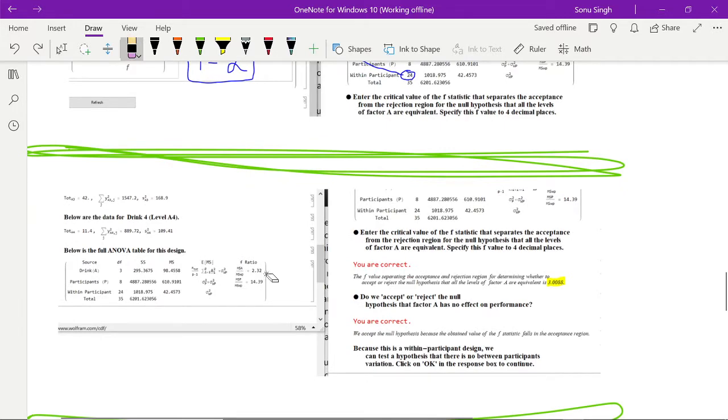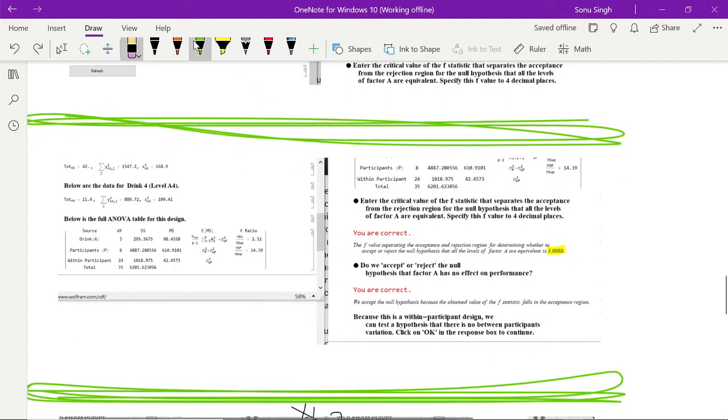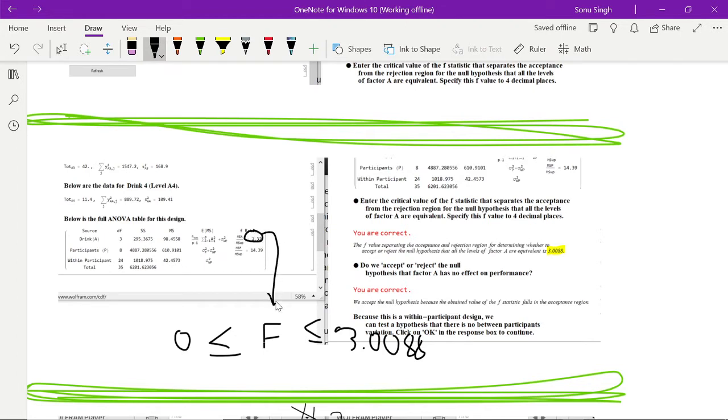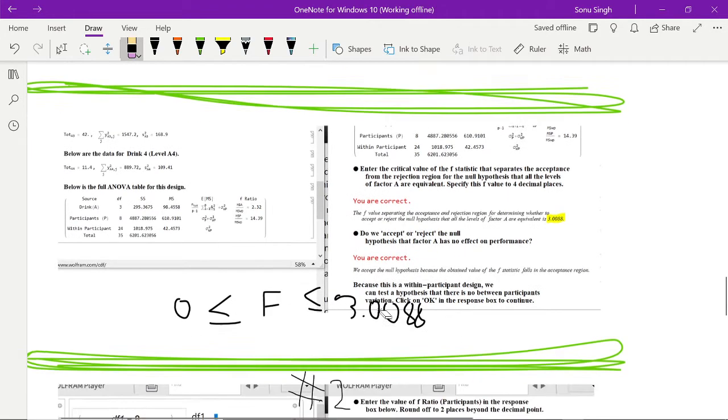And then you would have to compare it. Because this was in top 95, essentially this means 0, F, oops, 3.008. So this was pretty much your limit, and whether 2.32 fits is up to you to determine whether you accept or reject. And we accept because 2.3 is smaller than this 3, and it's bigger than this 0. So this is why we accept it here.